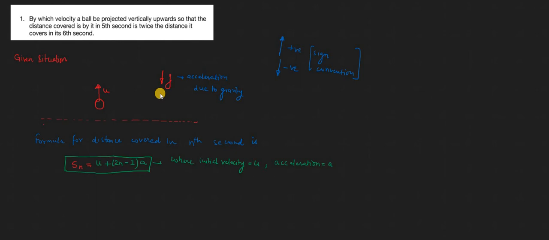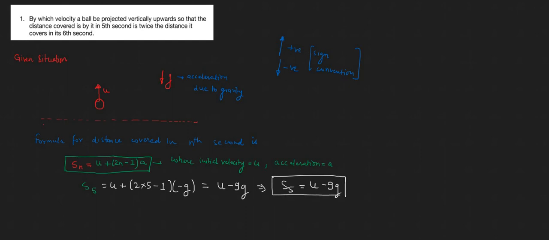So let us find out the distance covered in the fifth second. So S5 will be, according to this, u plus (2 into 5 minus 1) a, where a would be minus g. Minus is because of the downward direction, so this will come out as u minus 9g. Okay, so S5 equals u minus 9g. This would be my first equation.